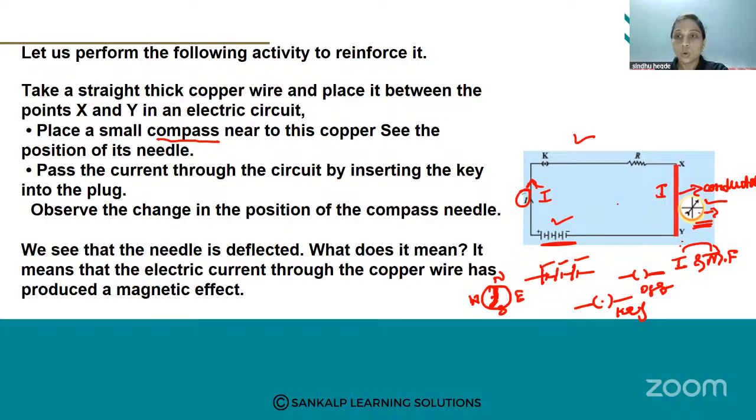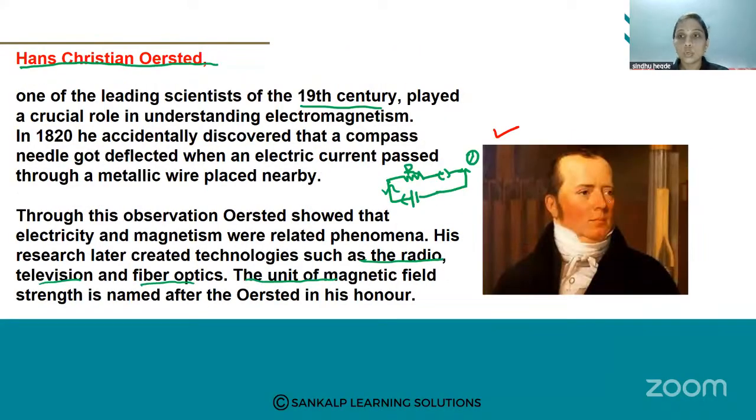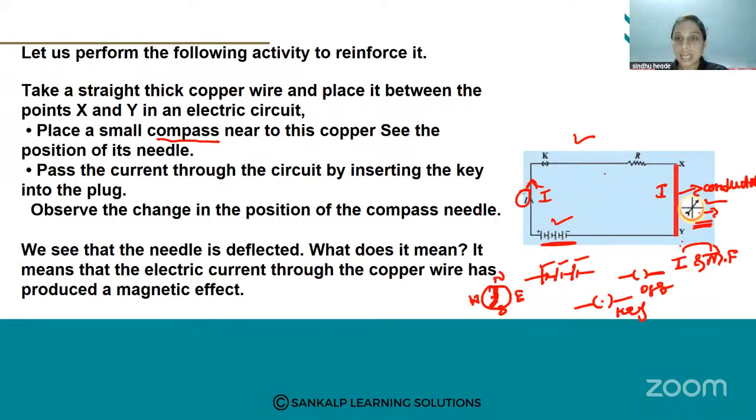Then who found out or invented this magnetic effect, students? The famous scientist Hans Christian Ørsted invented this magnetic effect of electric current. How did he invent it? With the help of this circuit, he proved that some magnetic effect is generated when electric current flows through the circuit.